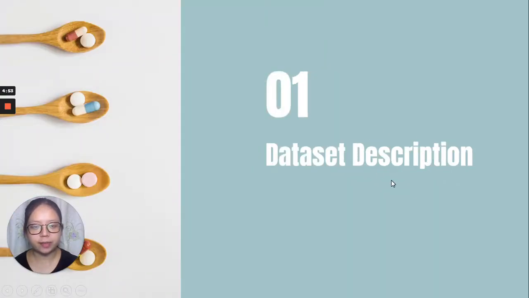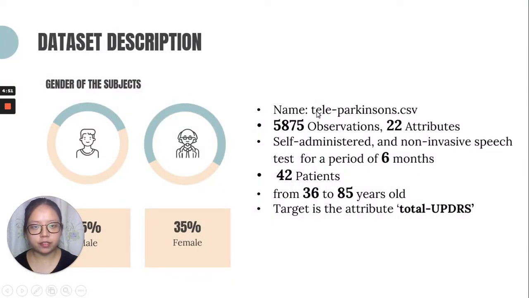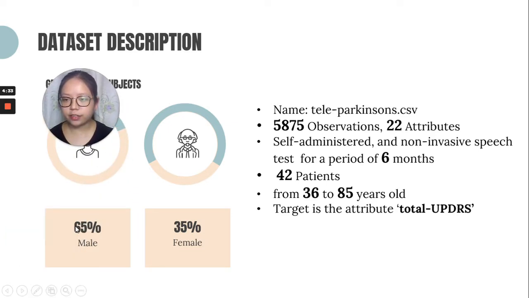First, we describe the dataset. We use the Parkinson's CSV here. There are more than 5,000 observations with 22 attributes, and 42 patients participated in this data collection activity, and all of them are from 36 years old to 85 years old. And here, 65% of them are male and 35% of them are female.